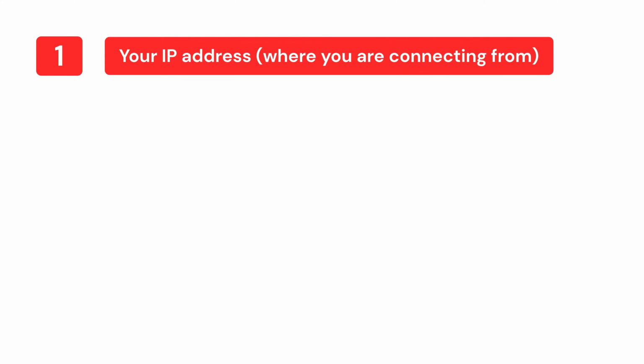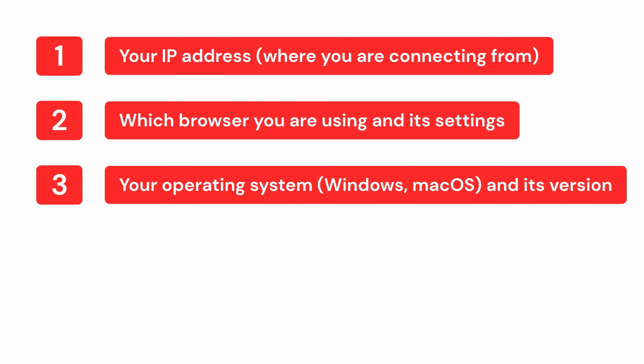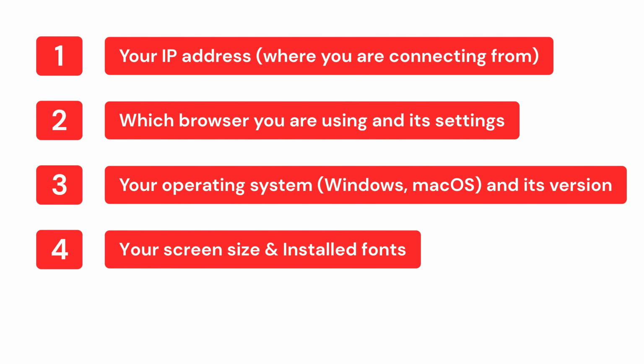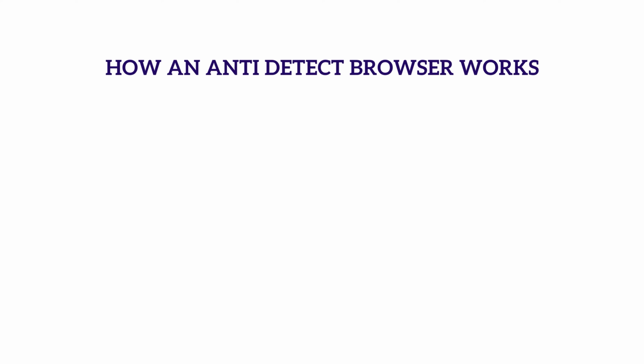Now if you are not aware, websites usually track your IP address, where you are connecting from, and also which browser you are using. Websites also track your operating system, for example Windows, Mac or anything else, and its version. They even track your screen size and installed fonts, and also which browser extensions you have at this time. They are also able to track your system language and time zone as well. So this is how an anti-detect browser actually works.